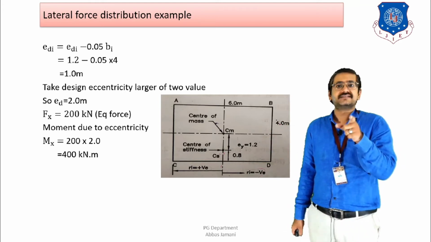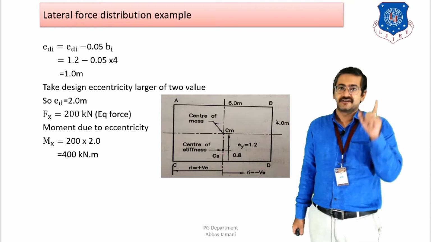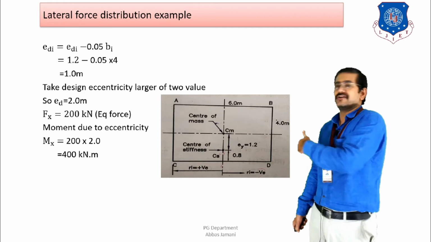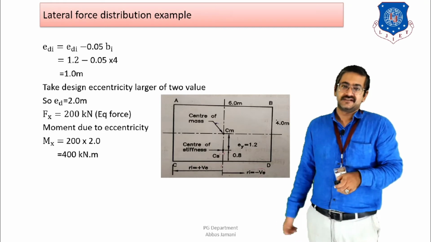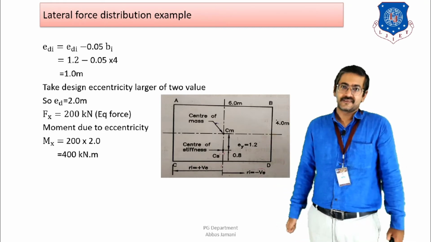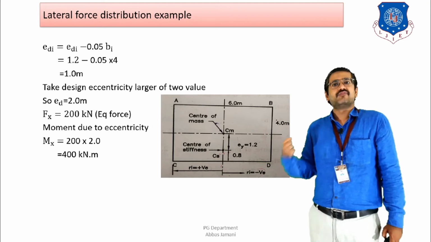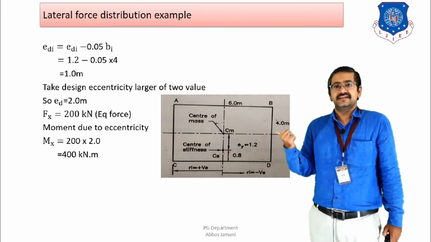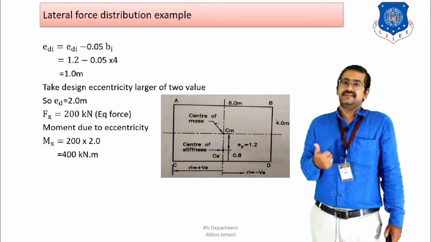Mind well, we have to consider the design eccentricity and not the static eccentricity, right? So that thing should be kept in mind by calculation of the moment at this particular junction for the figure that is shown over here. Once the calculation of moment is done, then we can go to the distribution of forces on each of the individual columns that are going to be there.